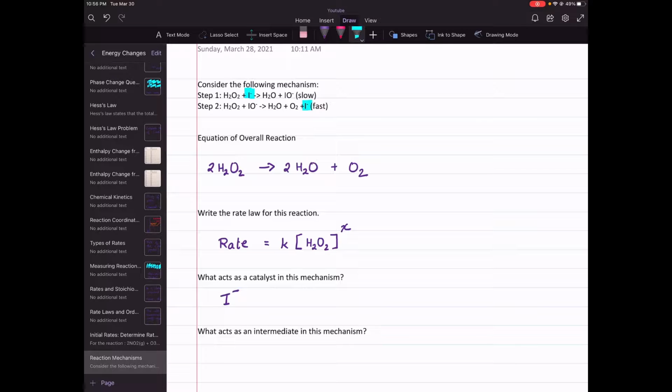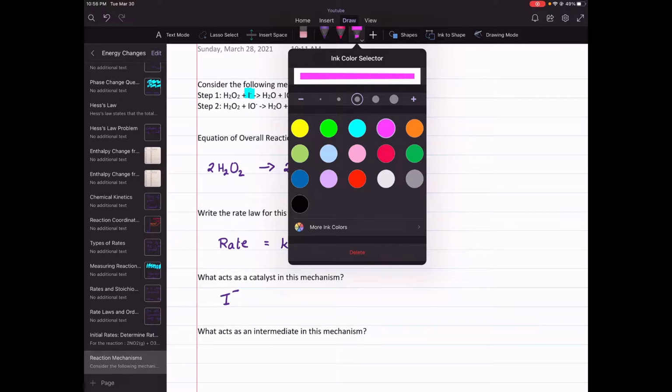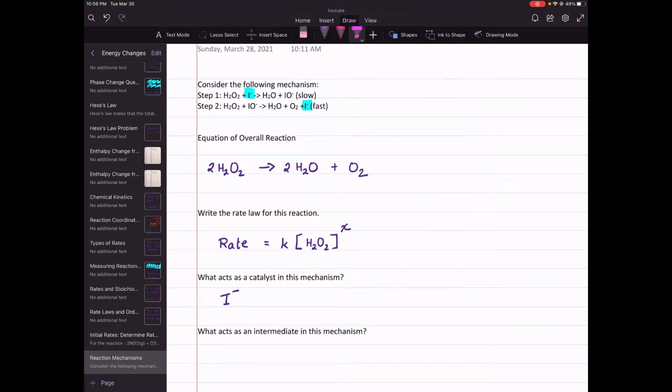On the other hand, for the next question, they are looking for an intermediate. Now, an intermediate is the reverse. It is first produced in the reaction and then it is consumed. In this case, if you see, IO minus is produced first and then it is consumed, and therefore it is also not present in the overall reaction. And this is our intermediate.